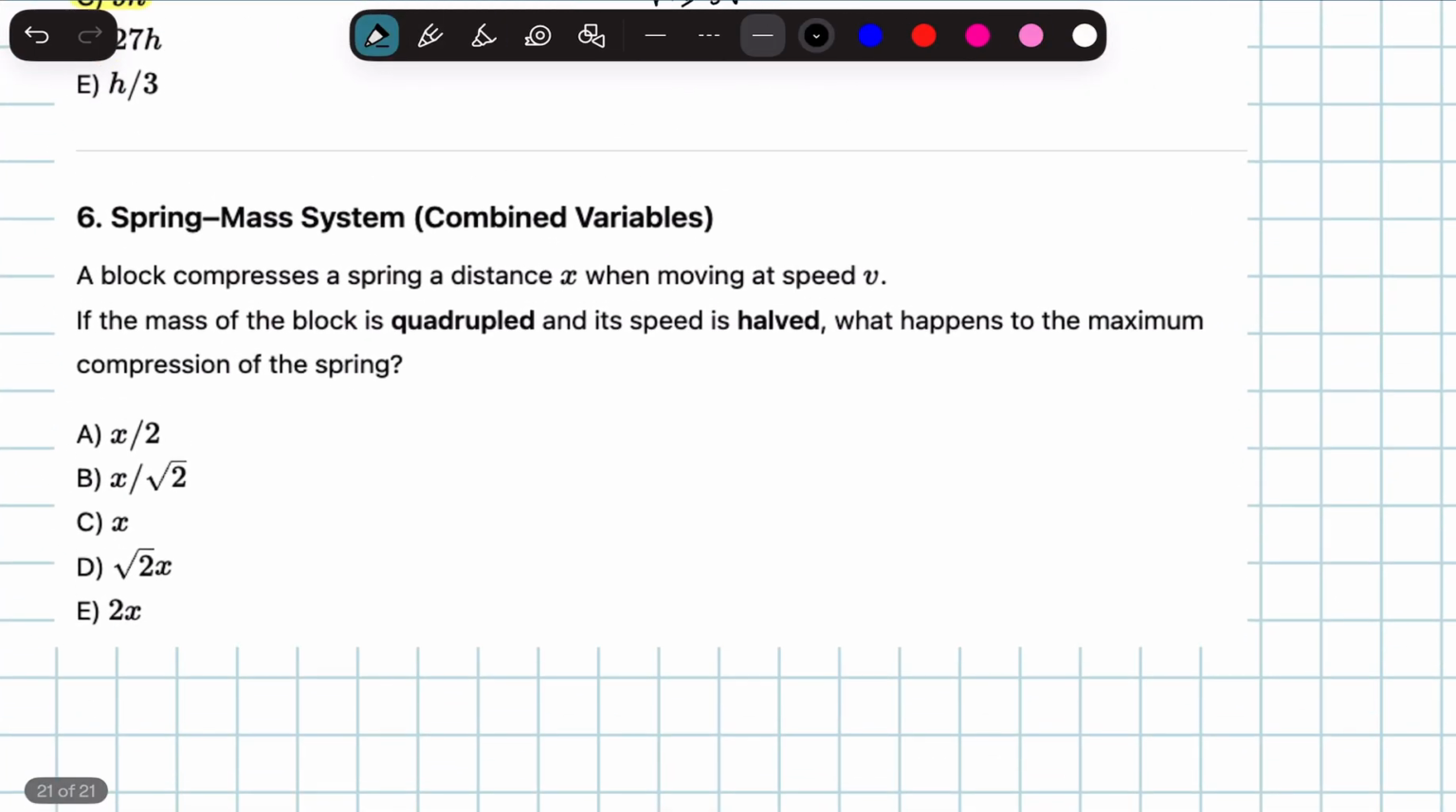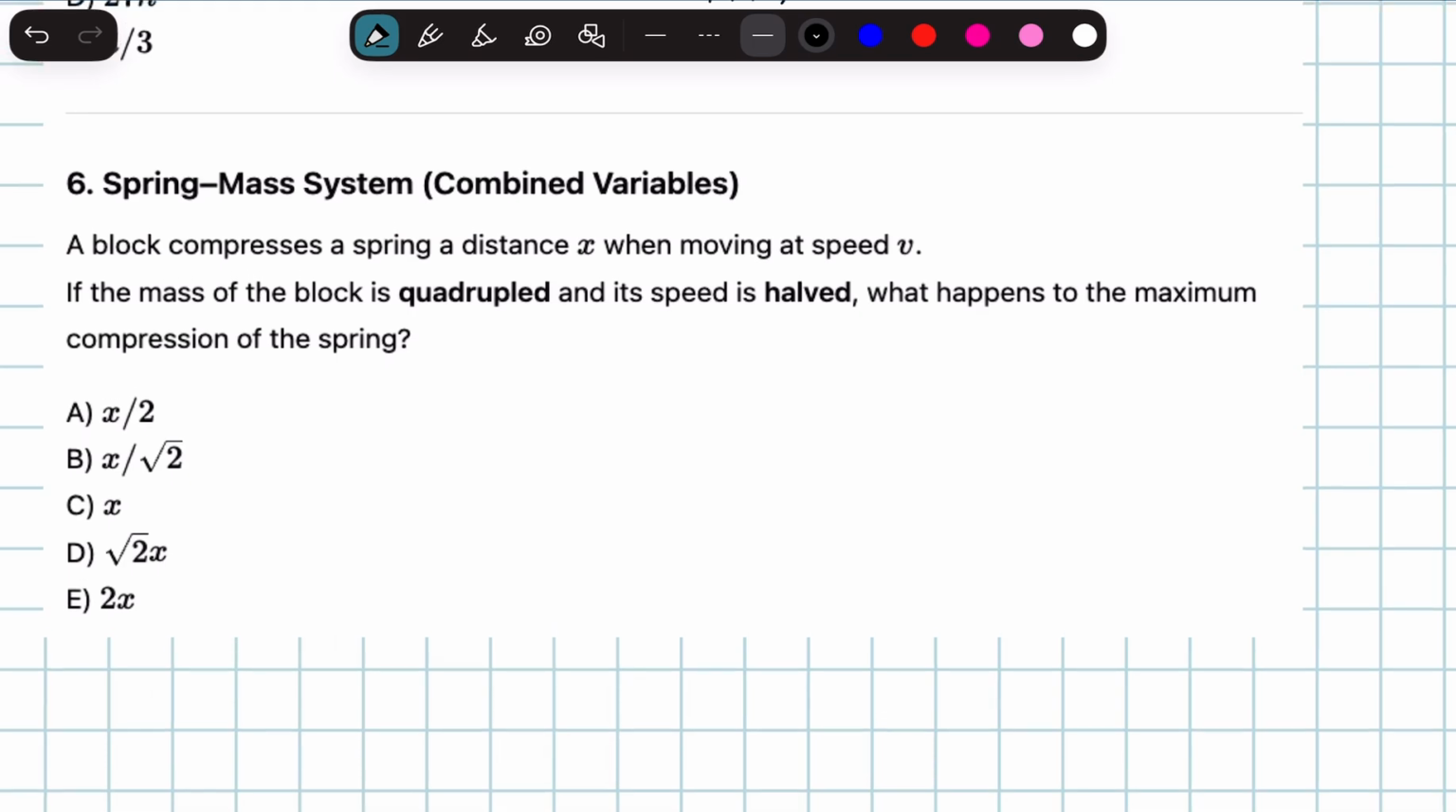So let's say we have a question about a spring mass system with combined variables. A block is compressed by a spring a distance x when moving at speed v. If the mass of the block is quadrupled and its speed is halved, what happens to the maximum compression of the spring? So what you need to know is that at max compression, all kinetic energy has become spring energy.